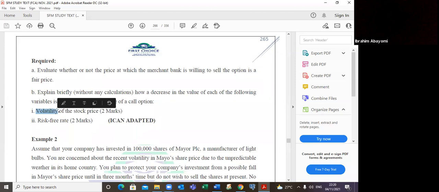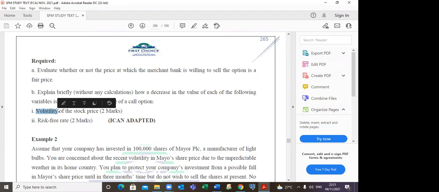Let me make it clear. Number one, I said volatility measures what? Volatility measures the degree of deviation. When we say deviation, it is the difference between the value you expect and the actual value that occurs. That is deviation. I'm expecting 10 naira, but I got 8 naira. So what is my deviation? My deviation is 2 naira.